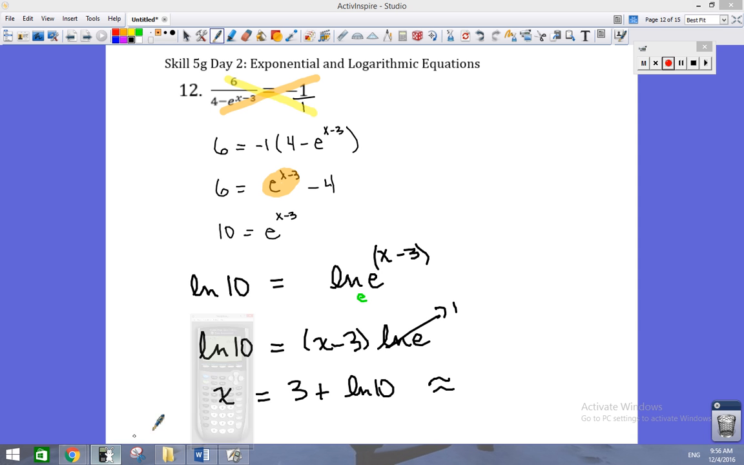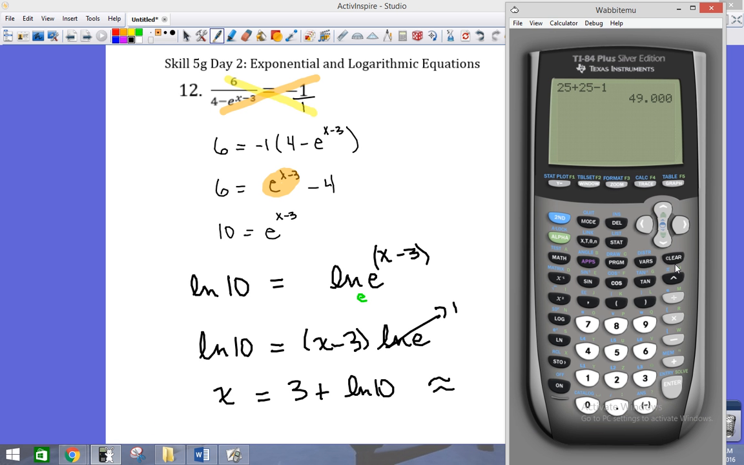If I go to a calculator and approximate that to 3 decimals, what do I get? 5.303 is the approximate answer. 3 plus natural log of 10 is the exact answer.